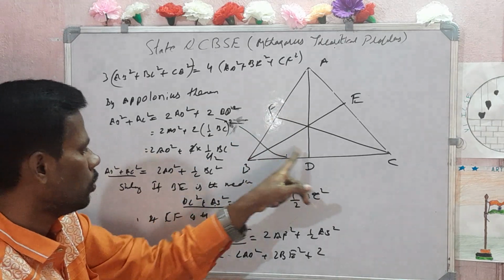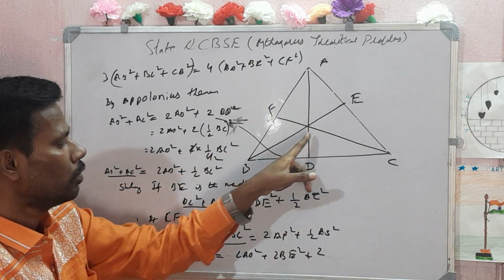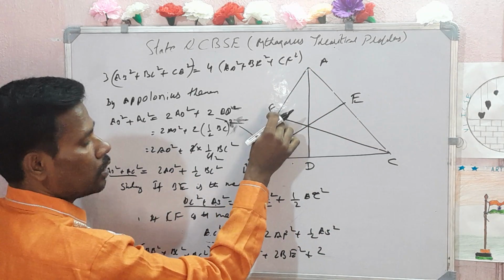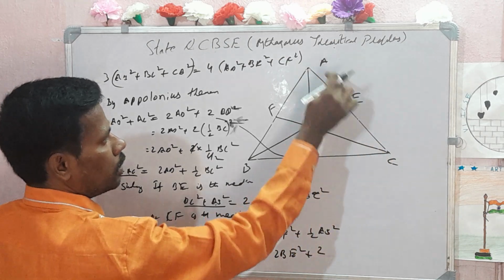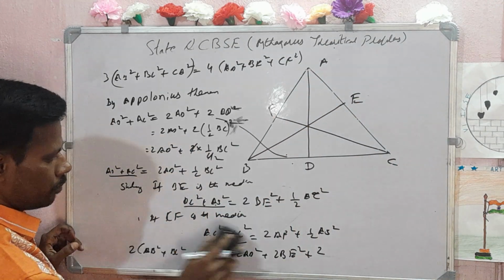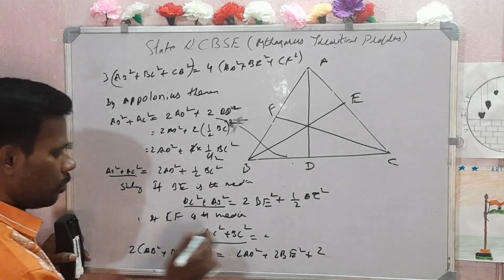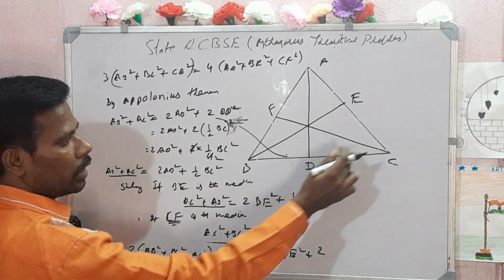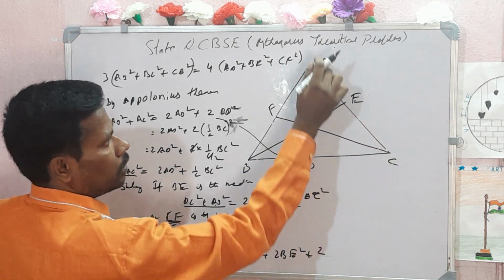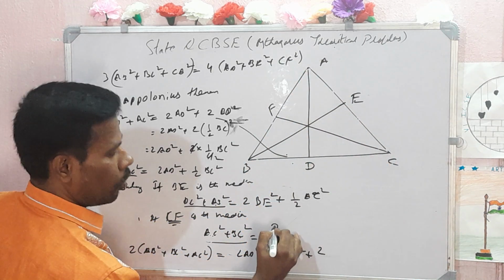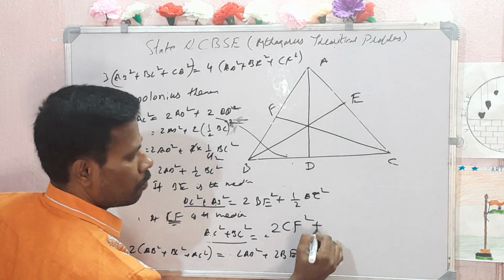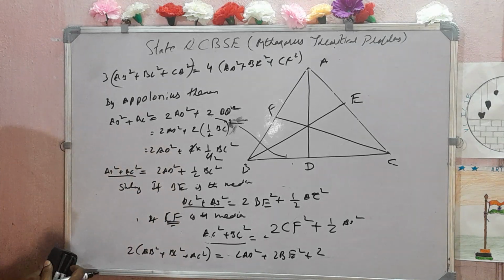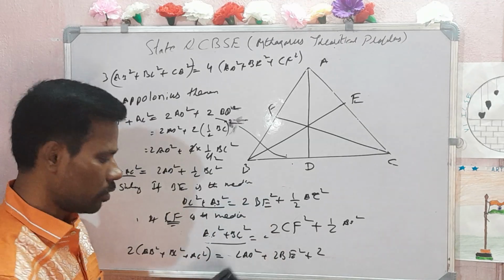BC square plus AB square is equal to 2 times BE square plus half of AC square. Now CF is the median. Since CF is the median, BC square plus CA square is equal to 2 times CF square... Please pardon me, I have written wrong. Since CF is the median, BC square plus AC square is equal to twice CF square plus half of AB square, right? Pardon me, I have written wrong once again.